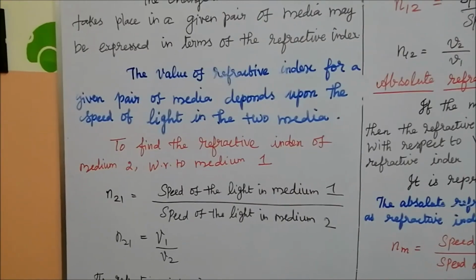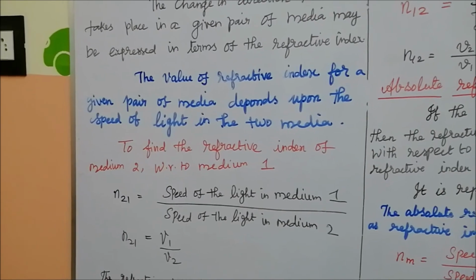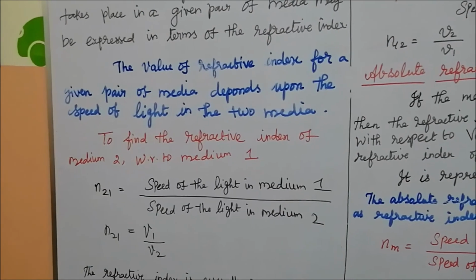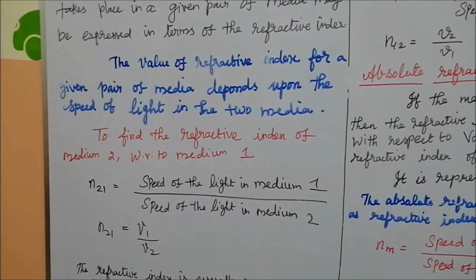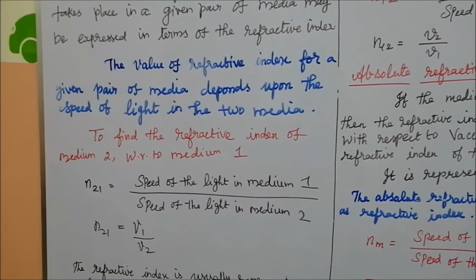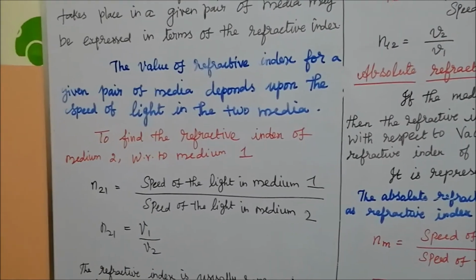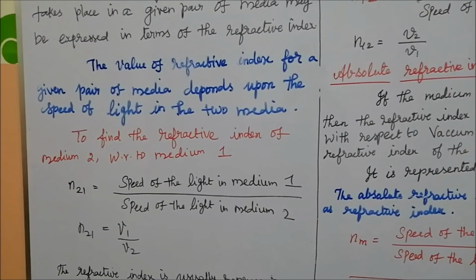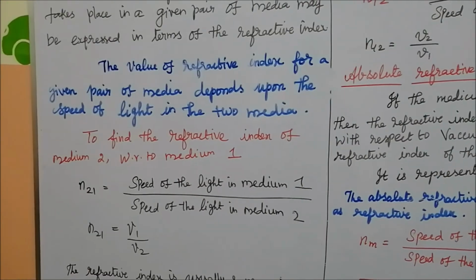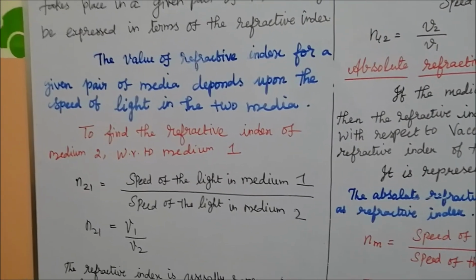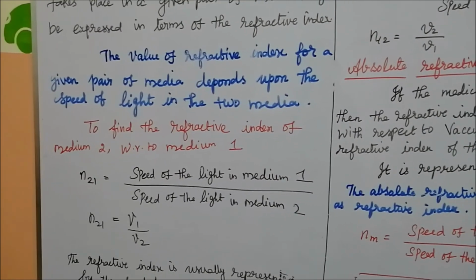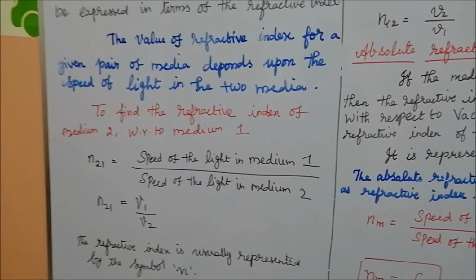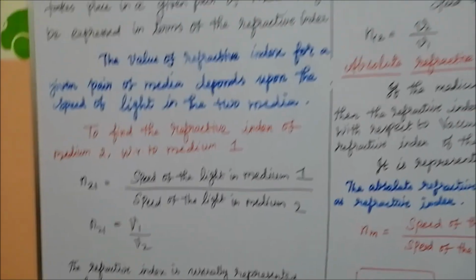So, if we want to find the refractive index of medium 2 with respect to medium 1, we should say it is N21, which denotes the refractive index of medium 2. So, we write 2 first. N21 is equal to speed of light in medium 1 divided by speed of light in medium 2. To find the refractive index for medium 2, we should keep the speed of light in medium 1 in the numerator and medium 2 in the denominator. So, N21 is equal to V1 by V2.